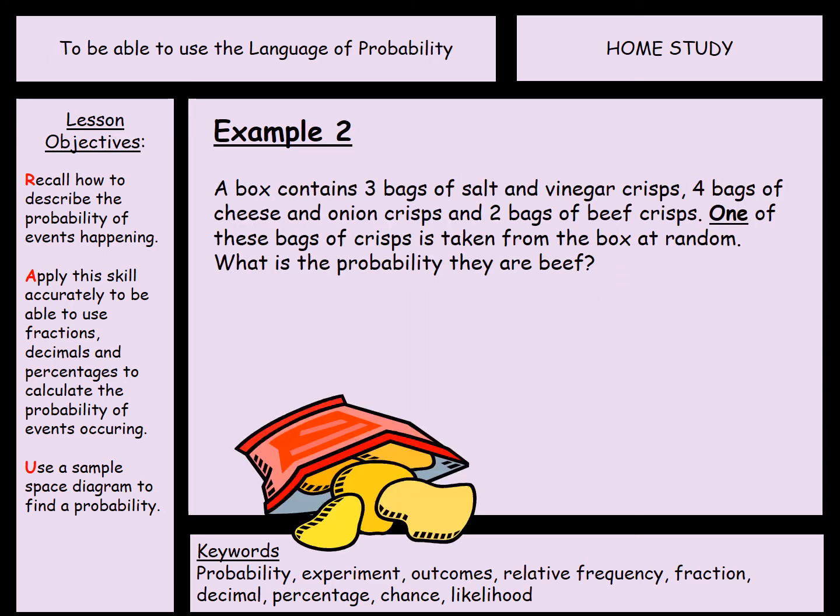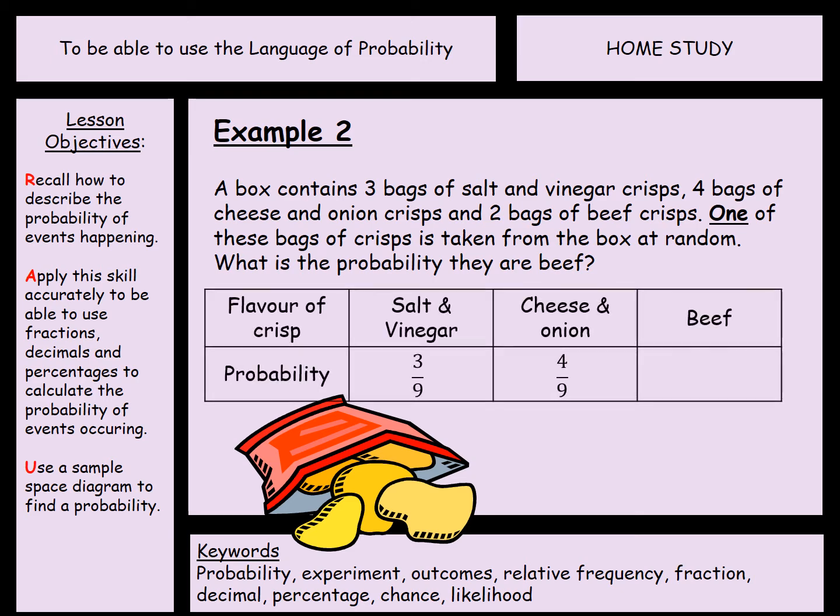A box contains 3 bags of salt and vinegar crisps, 4 bags of cheese and onion crisps, and 2 bags of beef crisps. One of these bags of crisps is taken from the box at random. What's the probability that it is beef? Okay, so in this case, we know that there's 3 out of 9, 4 out of 9. So in total, we've got 7 out of 9. Therefore, the beef ones, to make it up to 9 out of 9, or one whole one, has got to be 2 out of 9.